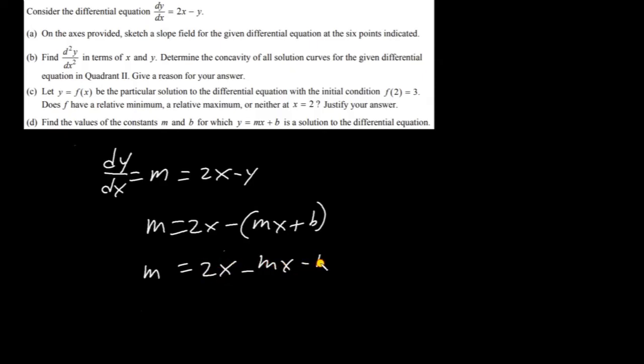Okay, and now I know y is equal to mx plus b, so I can plug mx plus b in here for y. So I'll get m is equal to 2x minus (mx plus b), and if I simplify this, I'll get m equals 2x minus mx minus b, so m equals (2 minus m)x minus b.